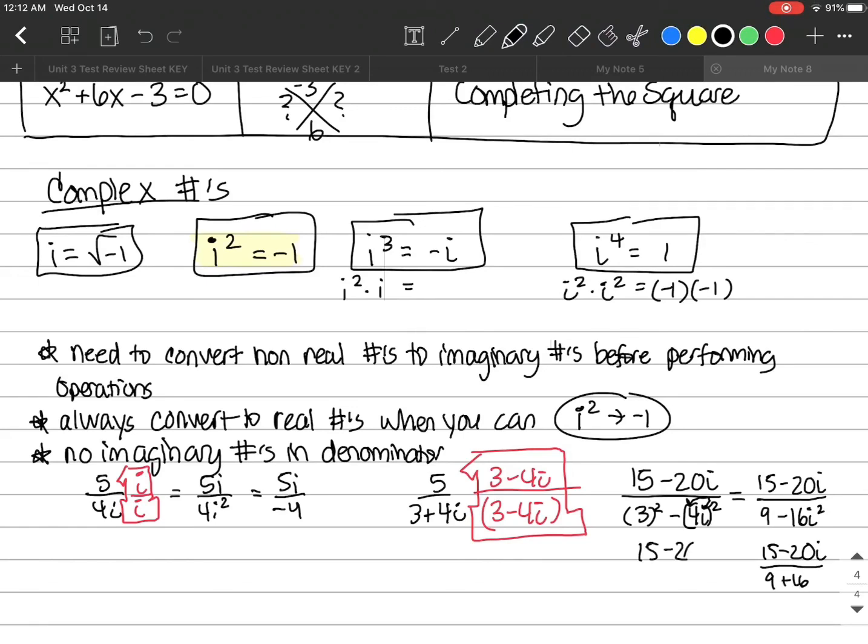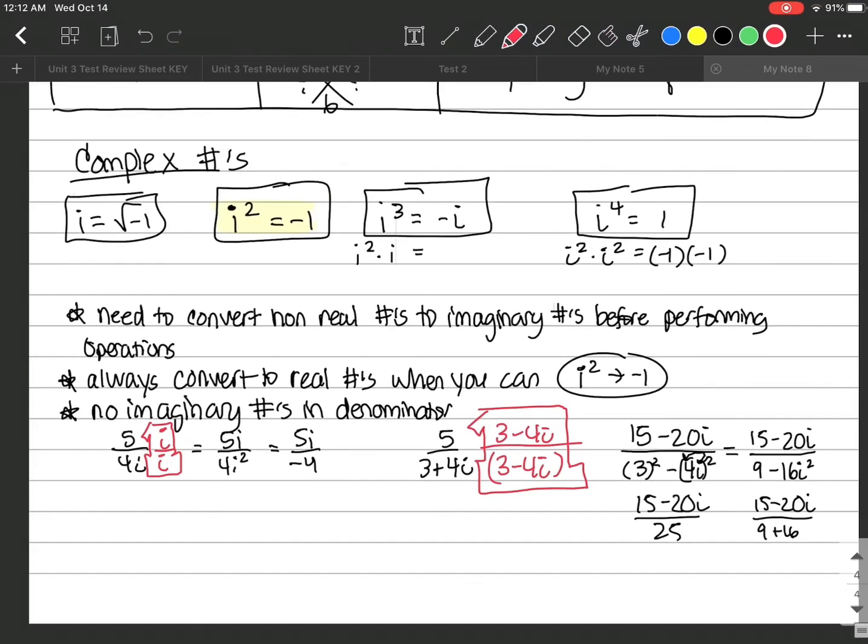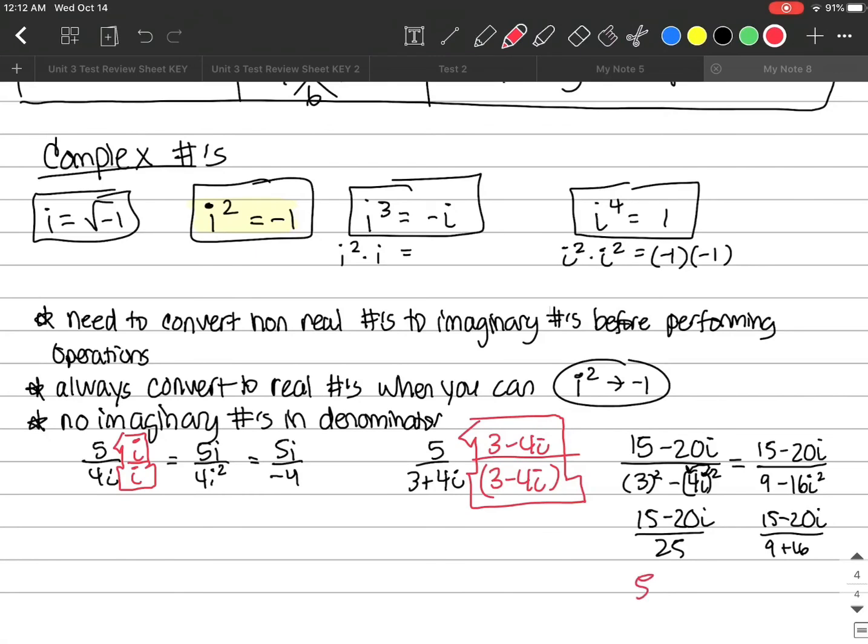And then I can take out a 5 in the top and the bottom. I'm going to end up with 5 times 3 minus 4i all over 5 times 5, and the final answer is 3 minus 4i over 5. Okay, so no imaginary numbers in the denominator.